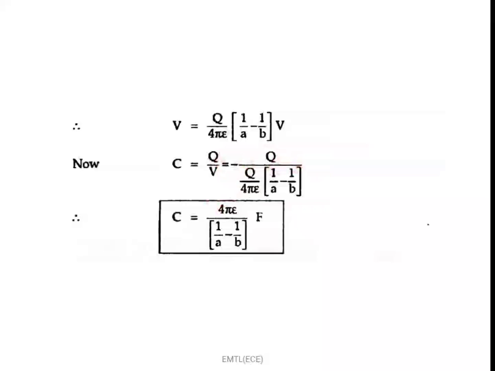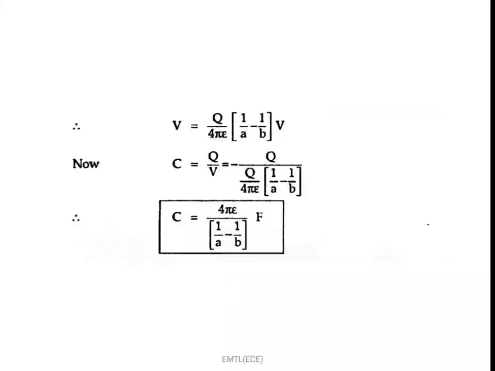Therefore, Q by V, that is the potential difference value, substitute here. Here the Q value is cancelled, and we get 4 pi epsilon by (1 by A minus 1 by B) farad. So this is the capacitance of a spherical capacitor.